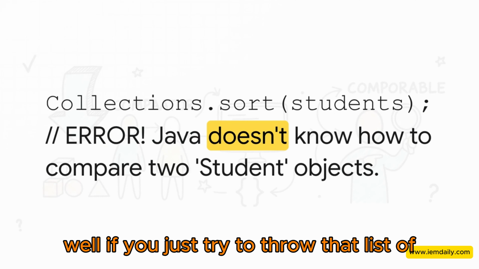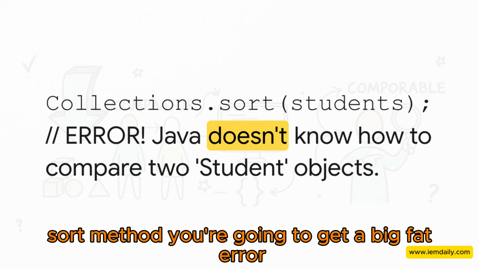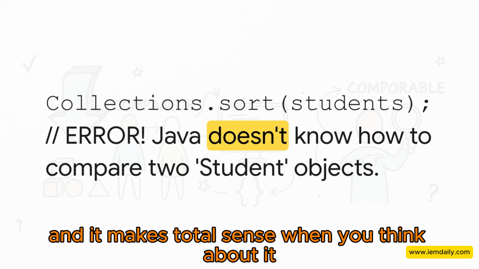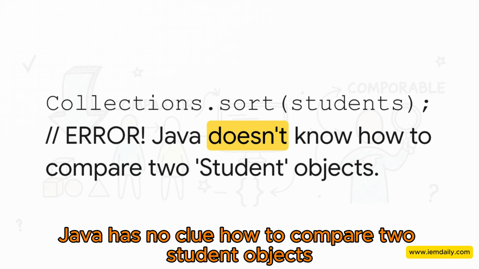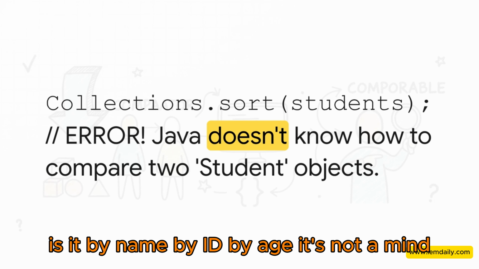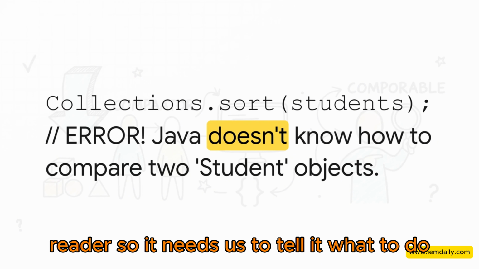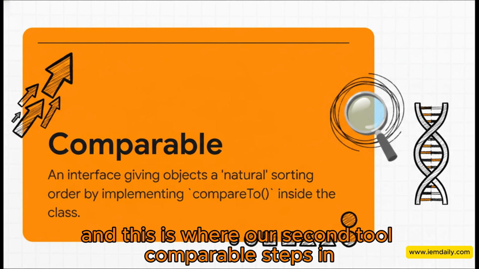Well, if you just try to throw that list of students at the standard sort method, you're going to get a big fat error. And it makes total sense when you think about it. Java has no clue how to compare two Student objects. Is it by name, by ID, by age? It's not a mind reader, so it needs us to tell it what to do. And this is where our second tool, Comparable, steps in.